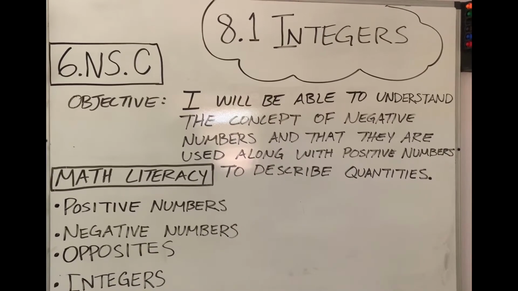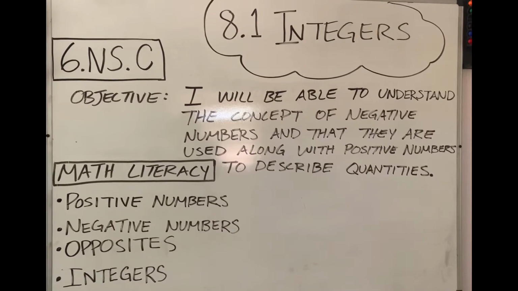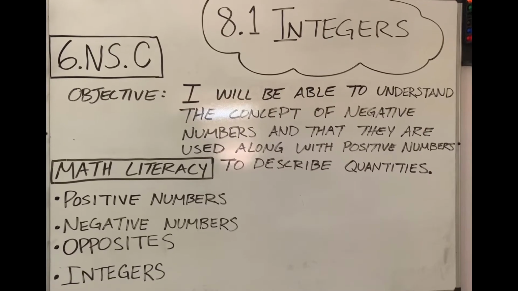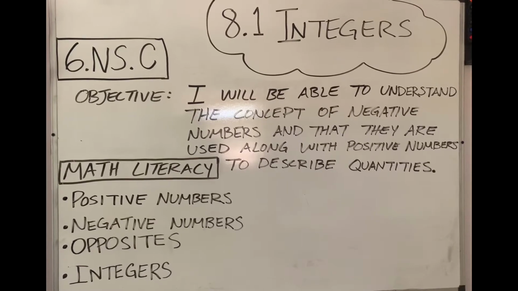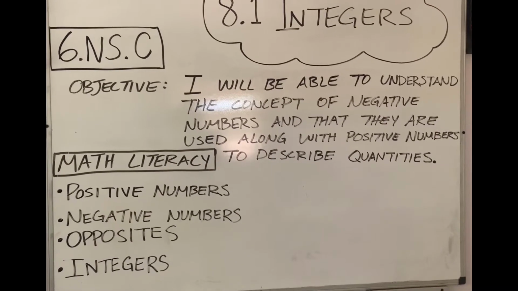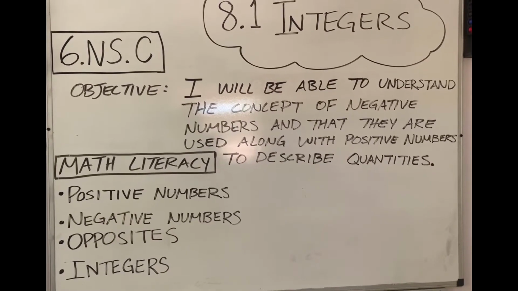So today we're going to be working with lesson 8.1, integers. Our standard is 6th grade number sense C, and our objective is that we're going to be able to understand the concept of negative numbers and that they are used along with positive numbers to describe quantities. For our mathematical literacy, we have positive numbers, negative numbers, opposites, and integers.